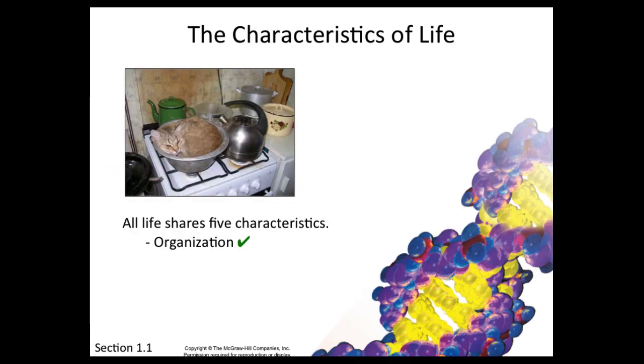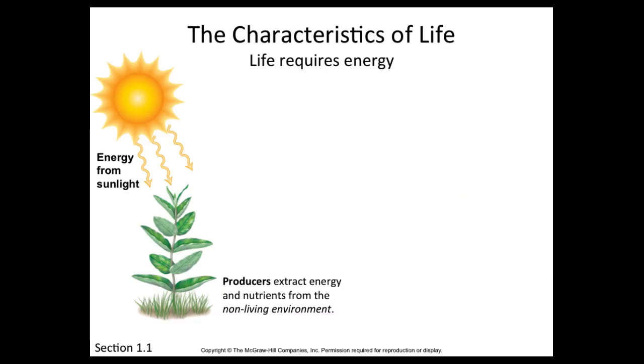So now we've checked organization off of our list of the 5 characteristics of life. What's number 2? Energy use. Life requires energy. And to help us understand this, we're going to have to define some more terms. First, we have producers. Producers take energy from the sun, and they can use it to make sugars. And the process by which they do this is by photosynthesis. They can take not only energy from the sun, but also nutrients, such as carbon dioxide from the air.